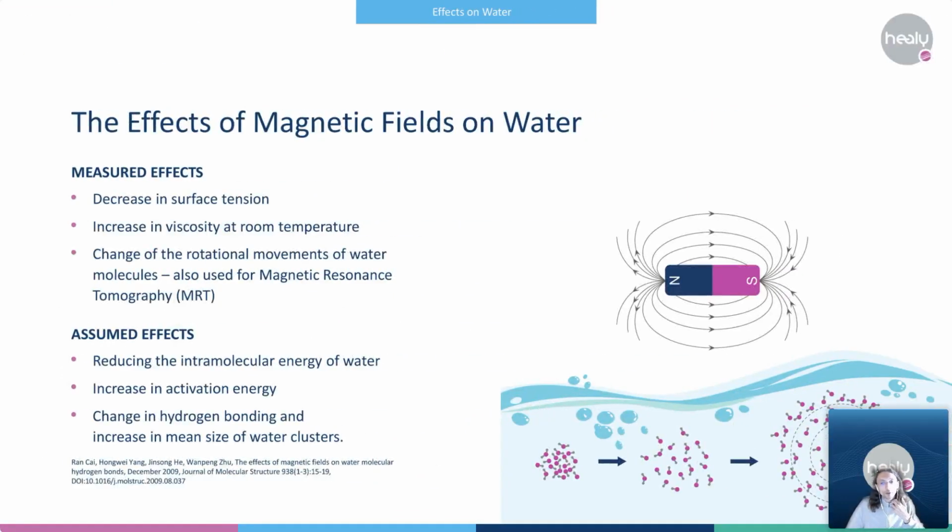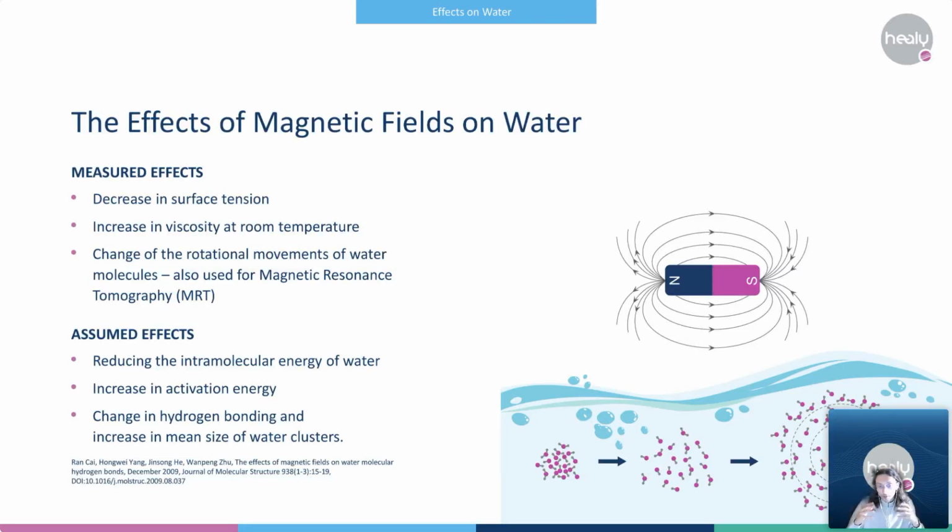And here we just mention a few effects on water. So, measured effects. These are really effects that you can measure. You decrease the surface tension. So if you apply a magnetic field, the surface tension is less. So there are most likely fewer of those hydrogen bonds there.